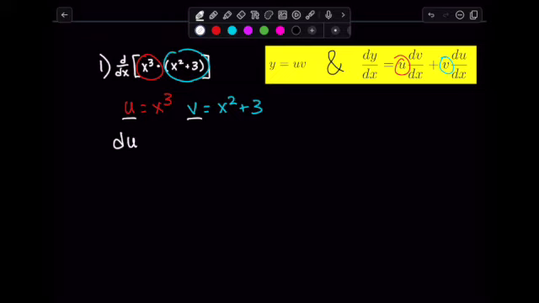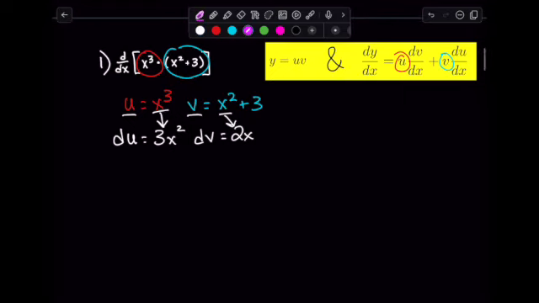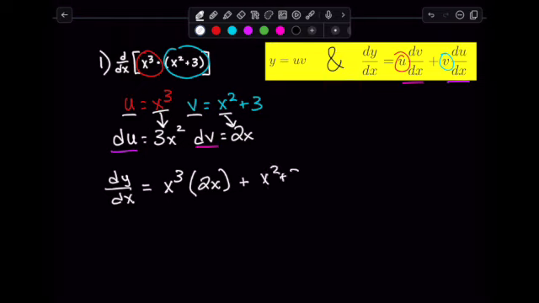Like I said, once you define these two terms, that's the hard part. Now just plugging and chugging into this equation, du is 3x squared, dv equals 2x. And I'm just taking the derivative of u and v here. So now we have all the terms that we need to plug into this formula. Just highlighting it here so you can see better. So now plugging everything in, dy/dx equals u, which is x cubed, times dv/dx, which is 2x, plus v, which is x squared plus 3, times du/dx, which is 3x squared.